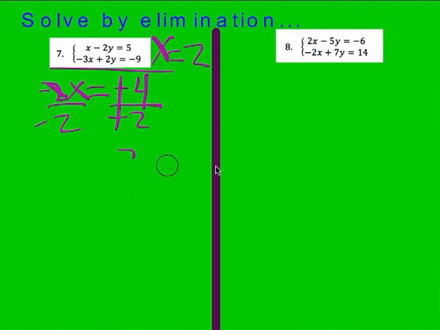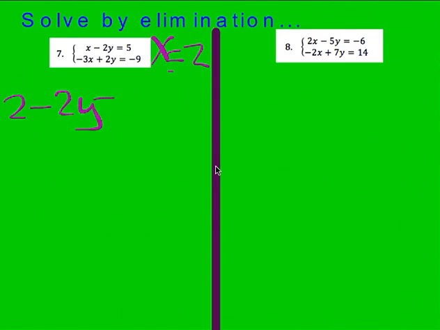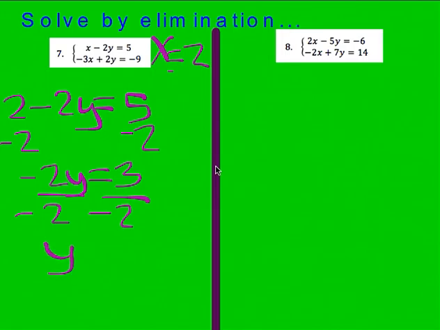Okay, so then we're going to go ahead and plug that back in. So then I'm going to plug it into the top equation. So instead of writing my x, I'm going to write a 2, and then that's minus 2y is equal to 5. So then we're going to go ahead and subtract 2 from both sides, and I get a negative 2y is equal to a positive 3. So then I can go ahead and divide both sides by a negative 2, and here I'm going to get y is equal to negative 1.5.